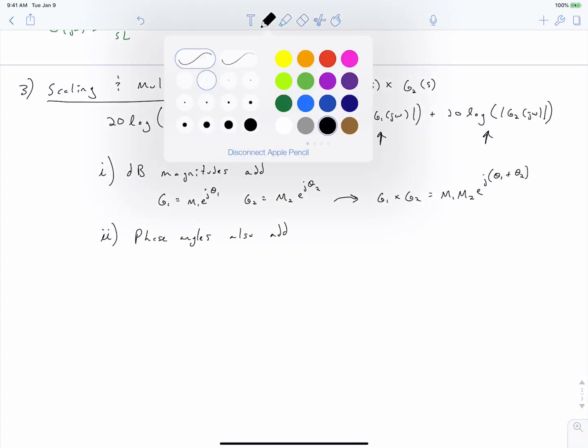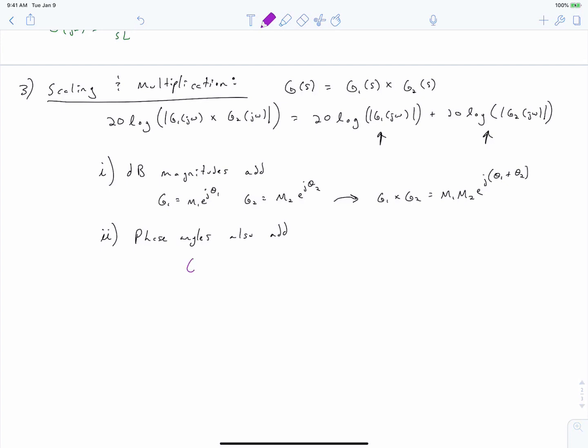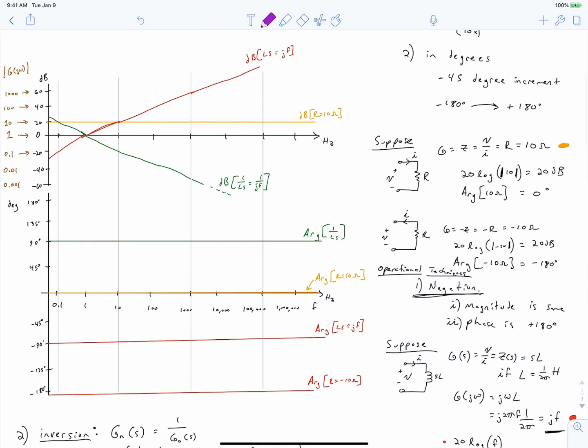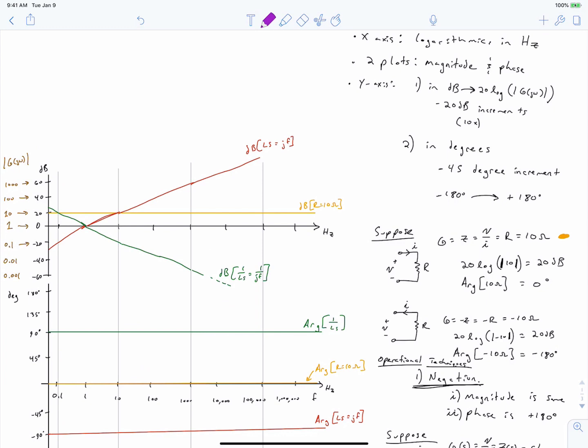So let's consider an example of a new transfer function, which is going to be equal to our resistance times our inductance. So G1 of S is equal to our resistor transfer function, and G2 of S is equal to our inductor impedance. So we go back up to our Bode plots, and we can see that we're going to add the red and the orange lines, which is effectively going to shift the red line over by 20 decibels. So the red line, instead of crossing at 1 hertz, is now going to cross at 0.1 hertz, and it's going to have the same slope as before.